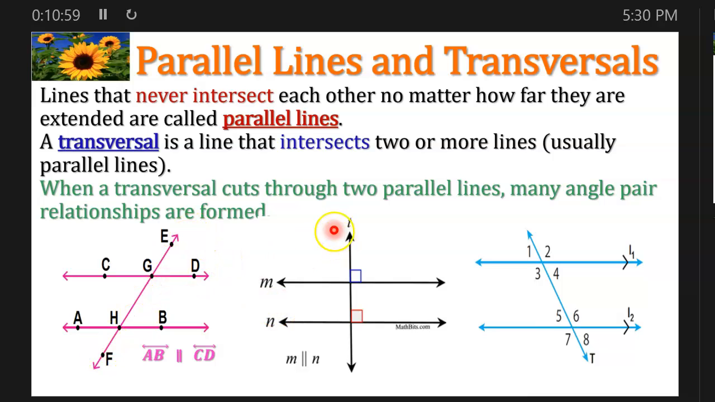Now, the lines slicing through the parallel lines, those are called transversals, okay? They usually cut through, it could be more than two parallel lines. Sometimes it'll cut through several. But for this purpose, we're just going to use mainly just one slice a lot of times, just to show you guys what the angle relationships that form are when this happens. And that's going to be in the parallel lines and transversals video.